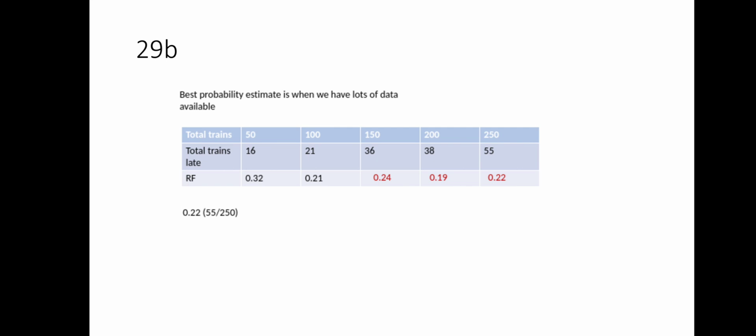So the relative frequency of that is 0.22, or 55 over 250. And you can see that 55 over 250 is the relative frequency, but it's also the calculation you do to work out the probability of a train arriving at the station. So in this case, the answer is 0.22. Because the calculation for relative frequency is the same as the calculation for the probability.